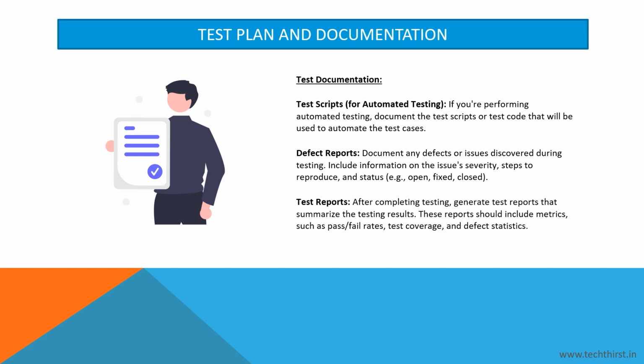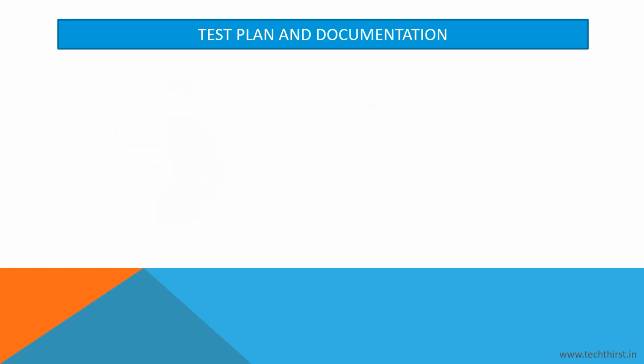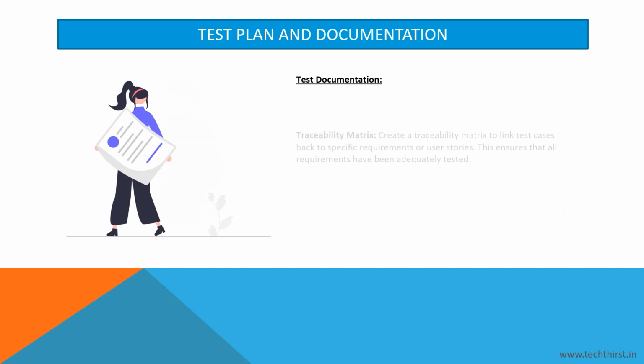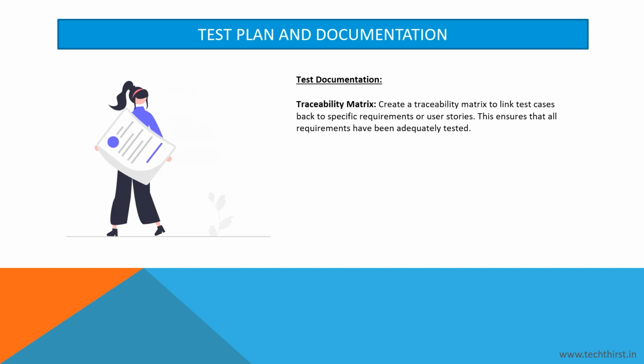Test reports. After completing testing, generate test reports that summarize the testing results. These reports should include metrics, such as pass-fail rates, test coverage, and defect statistics. Traceability matrix. Create a traceability matrix to link test cases back to specific requirements or user stories. This ensures that all requirements have been adequately tested.